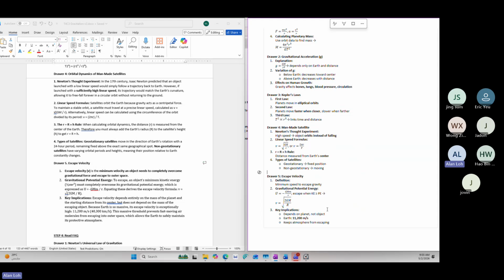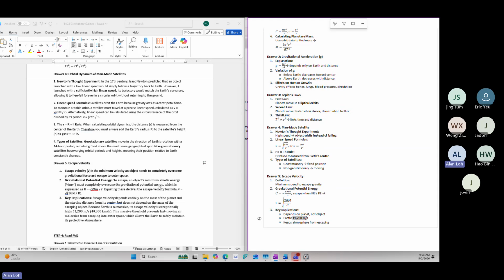But how do you escape from it? You need to be fast with this minimum escape velocity to escape. And what is Earth's minimum escape velocity? It is 11,200 meters per second. Right?